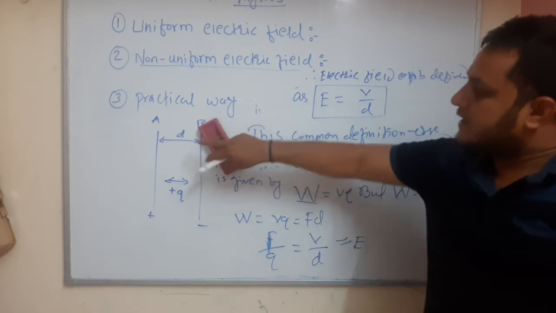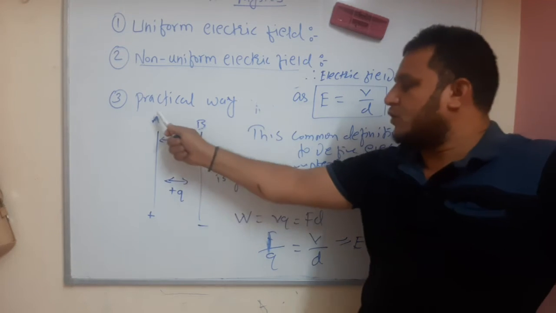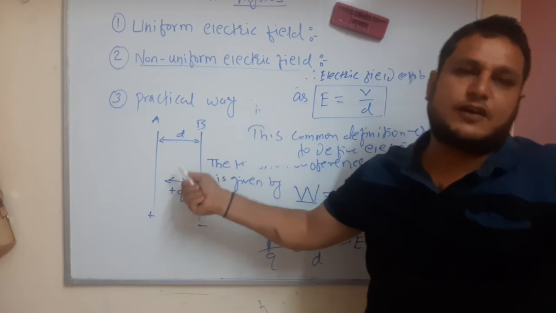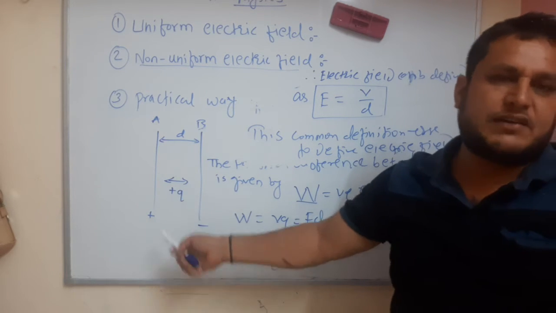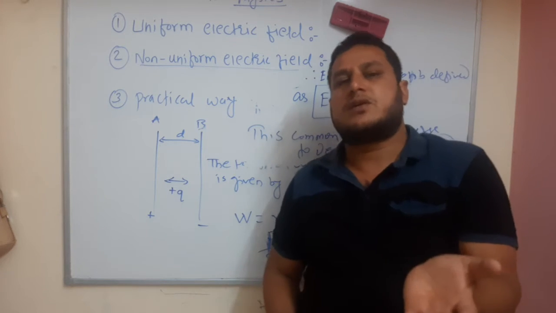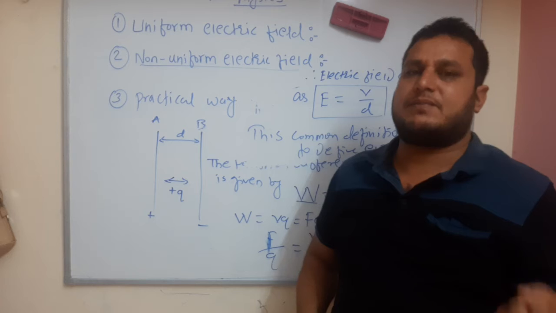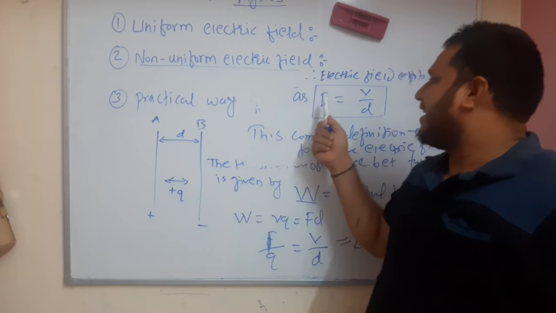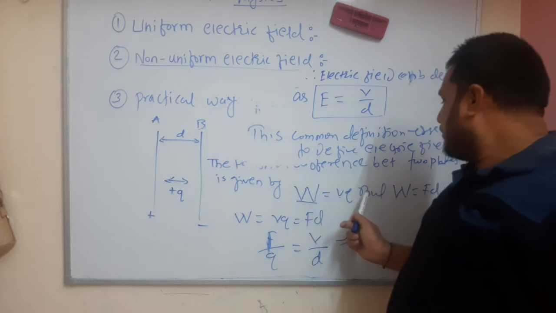Here we know these are the two plates we are having, A and B. They are separated by a distance D. Inside these two plates we are placing a charge Q. If our charge Q moves towards A, then we will get a repulsive force. That is, work is done. W is equal to F into D.